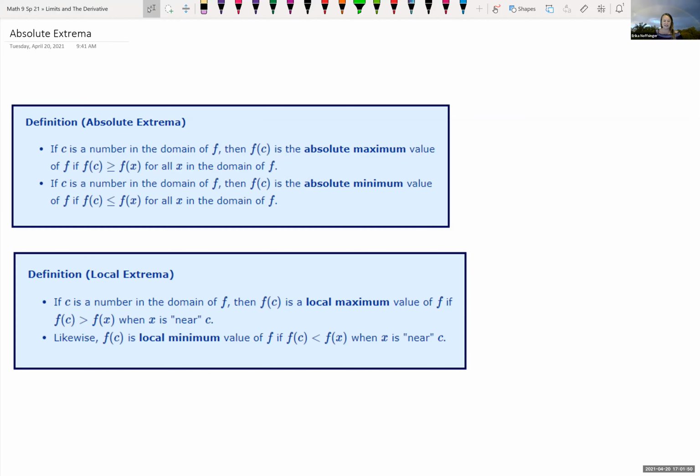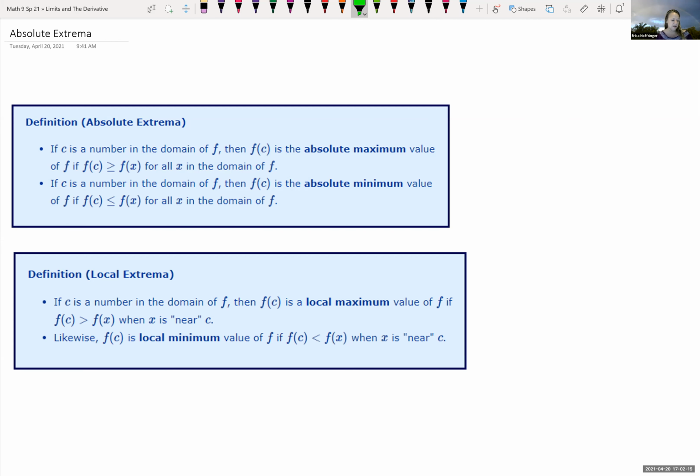So you should see the definitions of absolute extrema and local extrema on your screen. We've covered local extrema so far in this course, finding local maxes and local mins. Now we're going to look at finding absolute extrema, absolute max and absolute mins, if they occur. Let's go through these definitions really quick, and then we'll apply them by looking at graphs and equations.